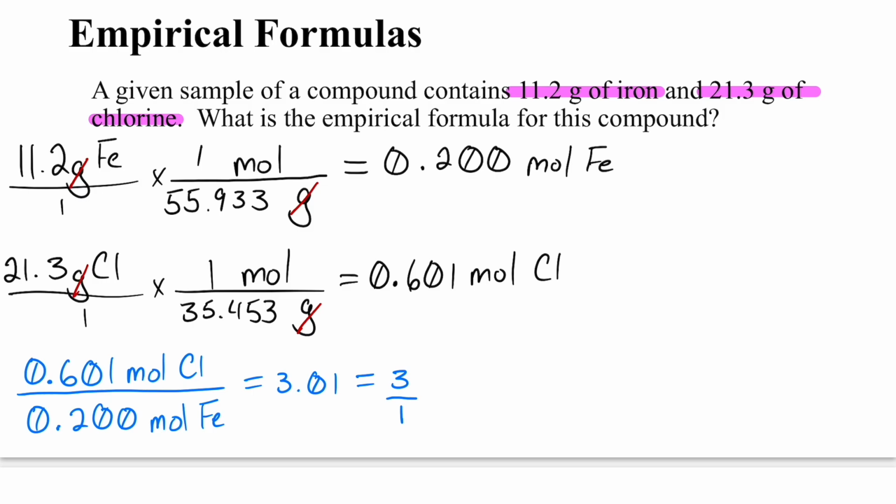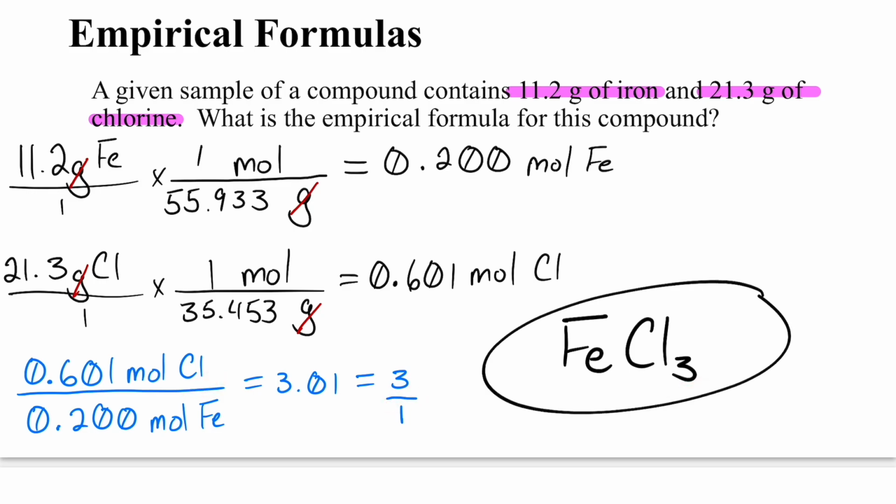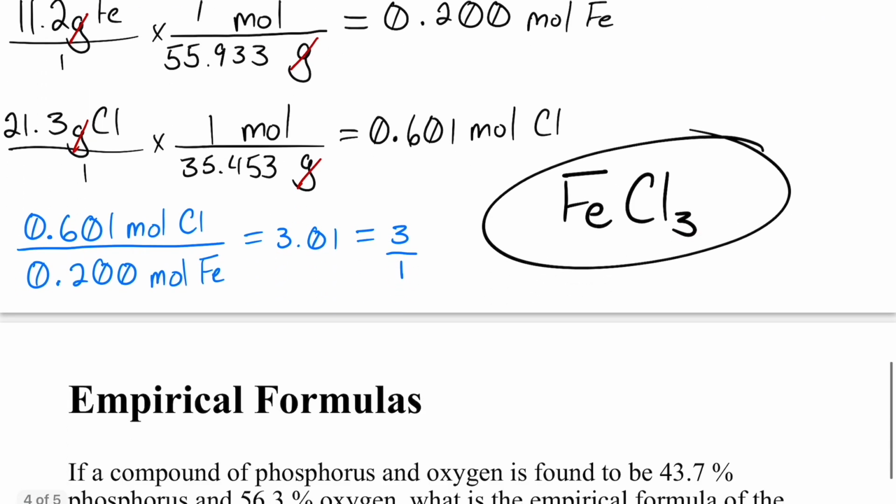So then we would write the chemical formula, which would be FeCl3, because we know we have 1 part iron to 3 parts chlorine in the compound. Let's look at a second example.